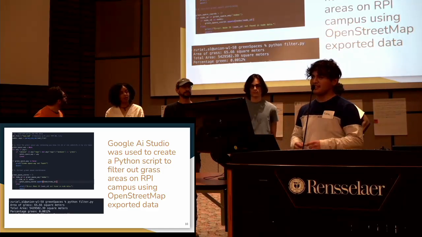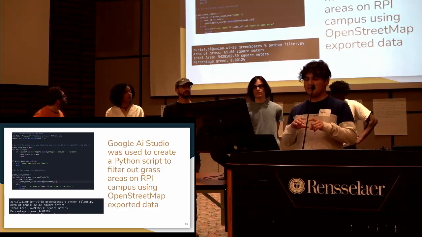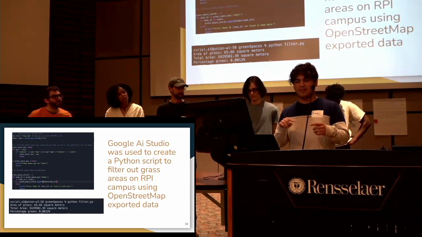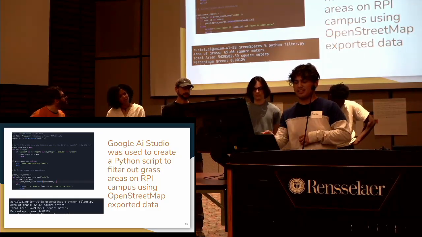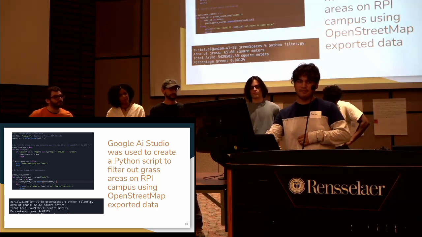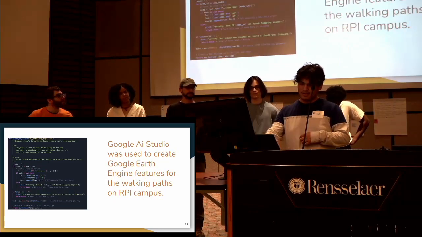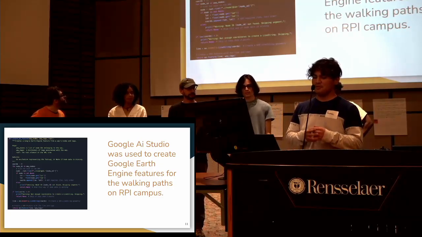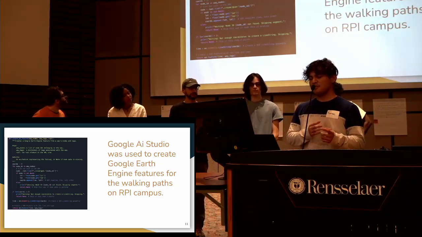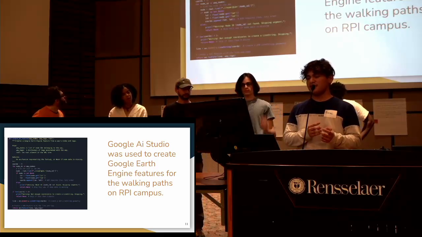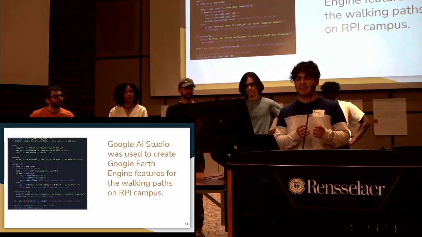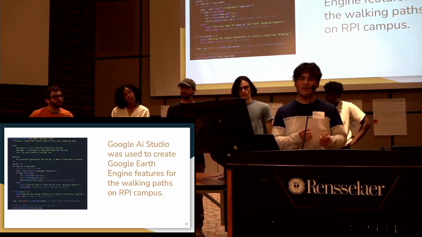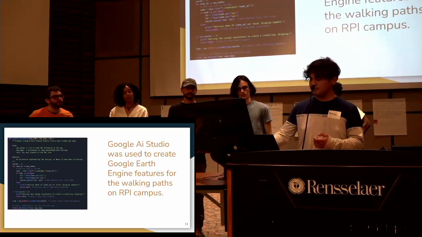We put a black box over a square around the RPI campus area, and this is what we were able to get. This second part we didn't get to fully implement, but we were trying to make Google Earth Engine features so that we could create and highlight those walking paths on campus so they could work with our application further down the line.